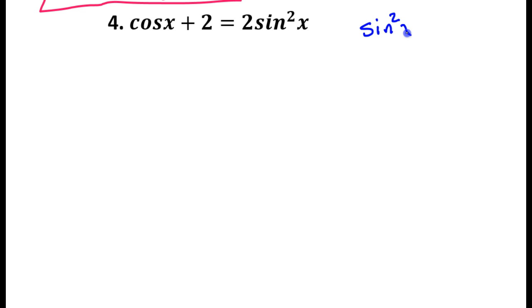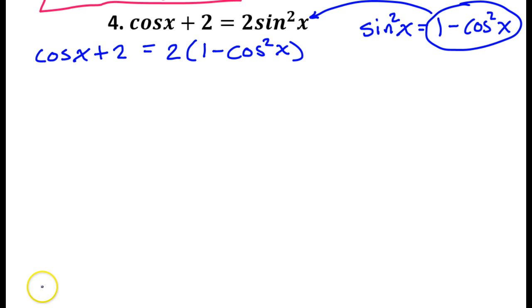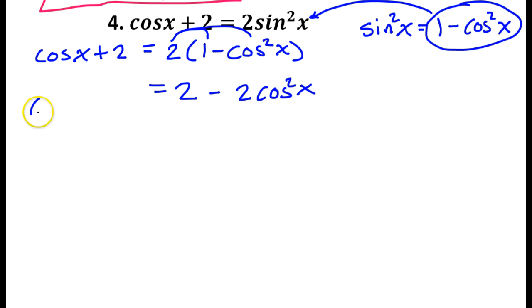We know that sine squared x is equal to 1 minus cosine squared x. So this is something that you have memorized. So we can take this and do that substitution. So I'm just going to put that in right there. So I've got this little distributive property happening over here. So that'll give me 2 minus 2 cosine squared x. And I'm just going to bring this down, cosine x plus 2.